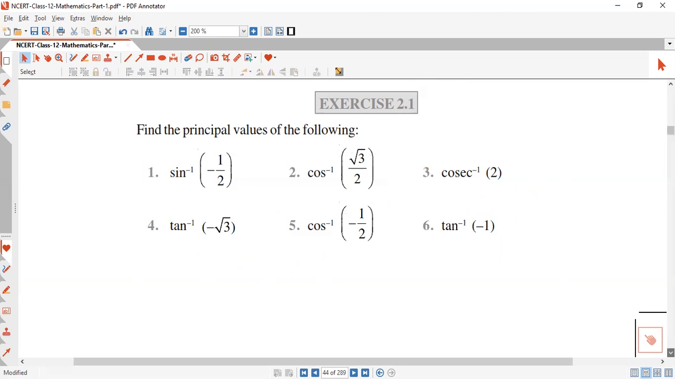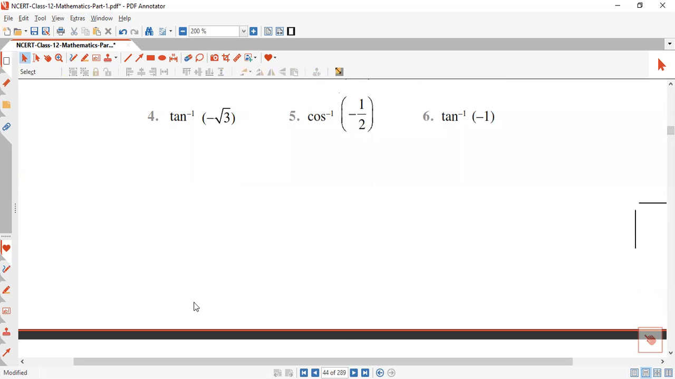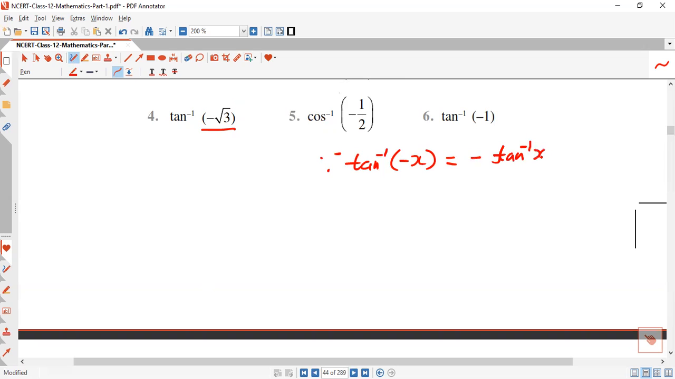And you see question number 4, tan inverse minus root 3. The minus sign is there in the angle, so first of all, we will remove this minus sign. Since we know tan inverse minus x equals minus tan inverse x, the negative sign will be taken outside in tan.